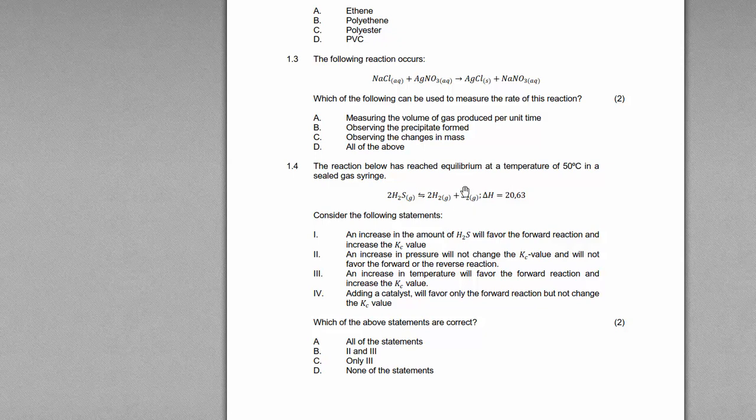So if the forward reaction is favored, then the Kc value will increase, because Kc is, well, let me draw this on here so that it makes sense to us all. Okay, so Kc is the concentration of products over the concentration of reactants.